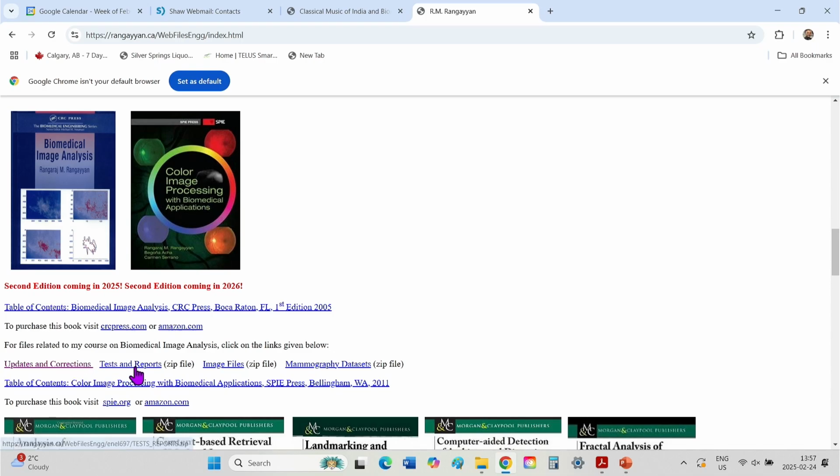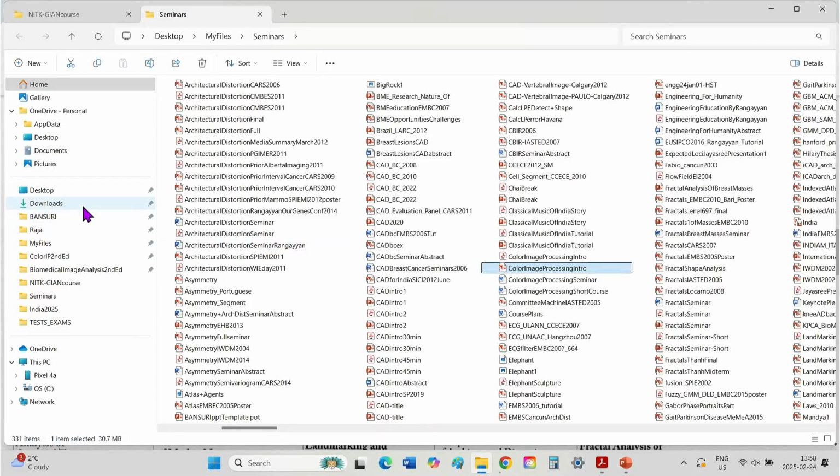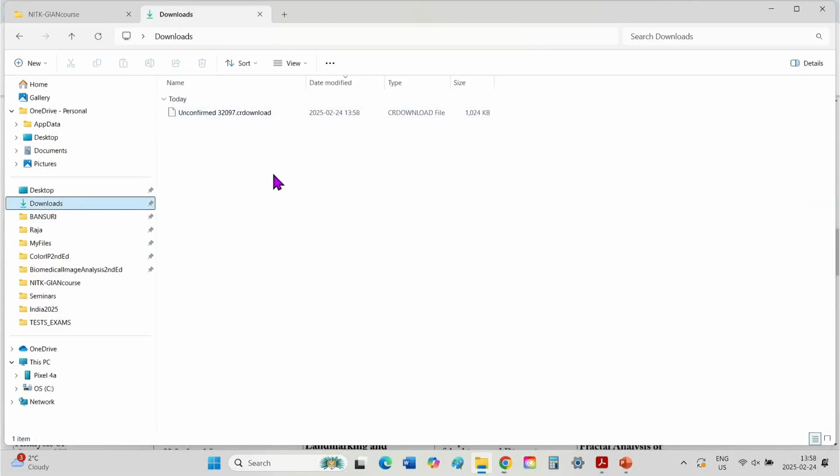If you take up this tests and reports, get the zip file and unzip it, you will see some tests, and there are many of them. You don't have to go through all of them. For the last 20 years, I have taught this course many times, so there are multiple tests. And for some of them, I have written the solution, and I have, I think, also put solutions written by a couple of my students. So if you want, I can go through them. If I download this, I'll have to unzip it. And even without unzipping, I should be able to.